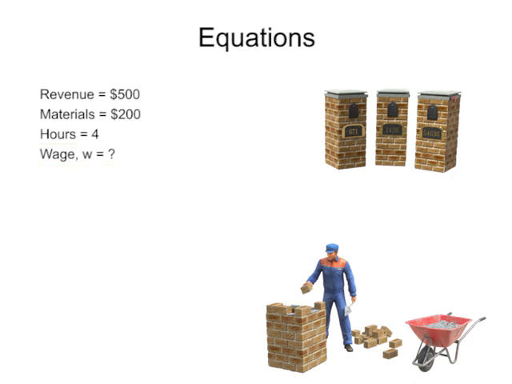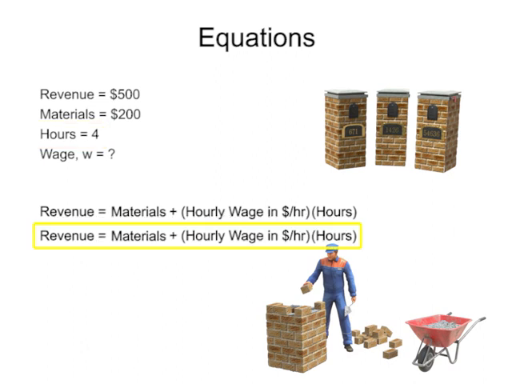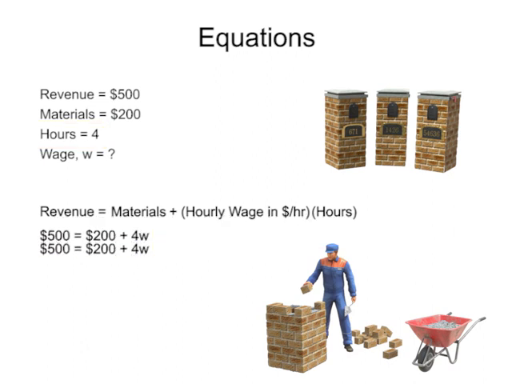First, let's create the equation that represents the situation. The bricklayer's total revenue for the project is equal to his materials cost plus his wage times the number of hours he works. Since we know the values for revenue, materials, and hours worked, those can be substituted into the equation. Next, let's identify the variable we'd like to isolate. In this case, we want to know the hourly wage, W.